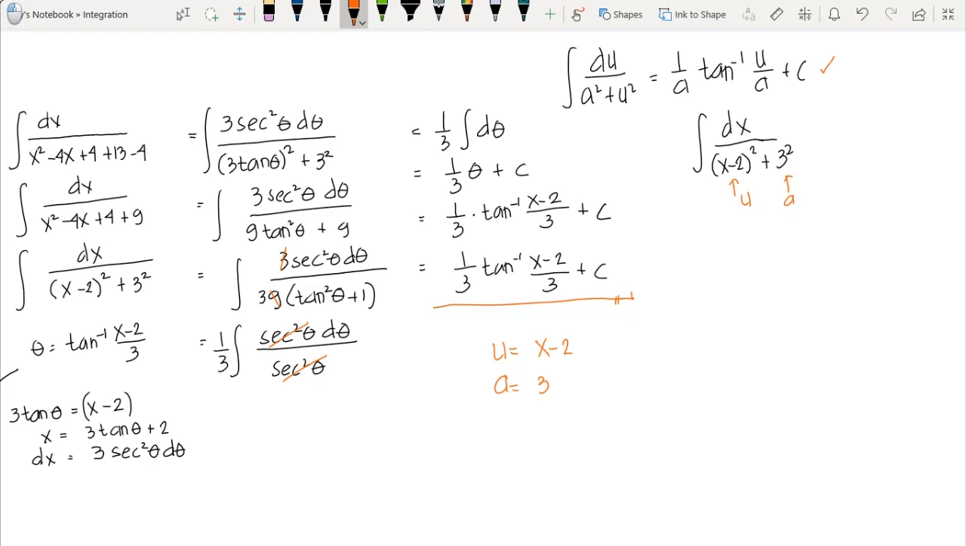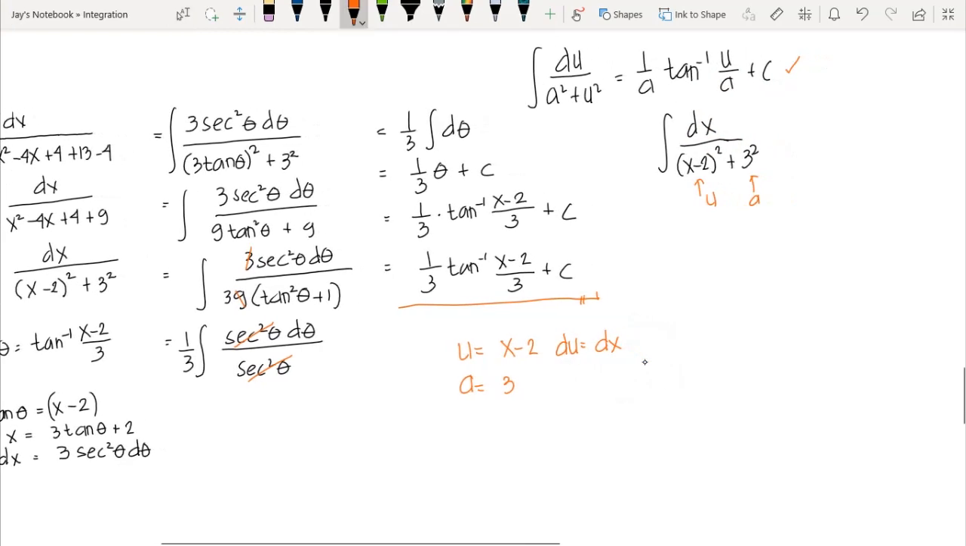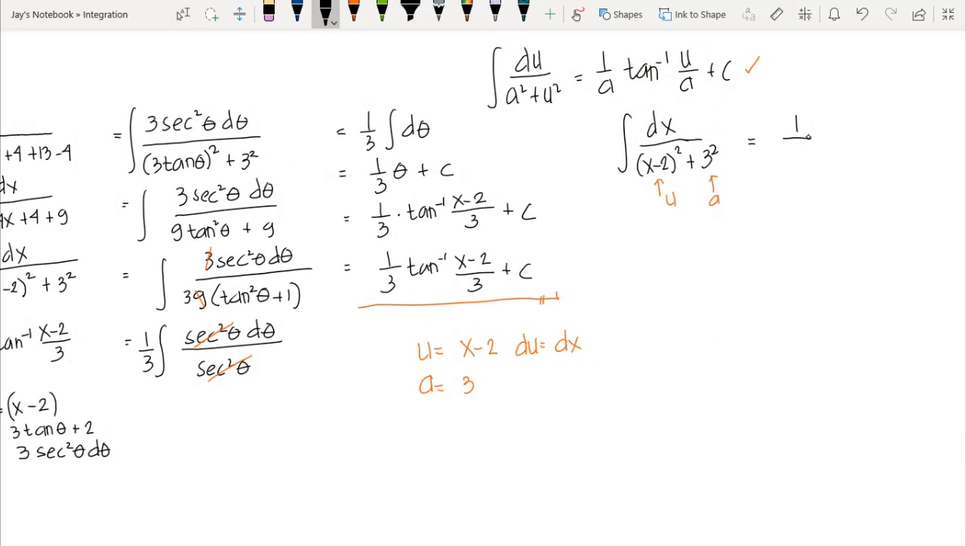But before we can use this rule, we need to identify first whether we have satisfied our du or not. Now if this is our u, x minus 2, our du should be dx. Looking at the numerator, we have dx here, so we do not need to introduce a multiplier since we have already satisfied du. So we can directly use this rule: 1 over a arctangent of u over a plus c. Now in that case, we have 1 over our a, that is 3, arctangent of u. Our u here is the function of x, that is x minus 2, over our a. Take note, our a here is 3.